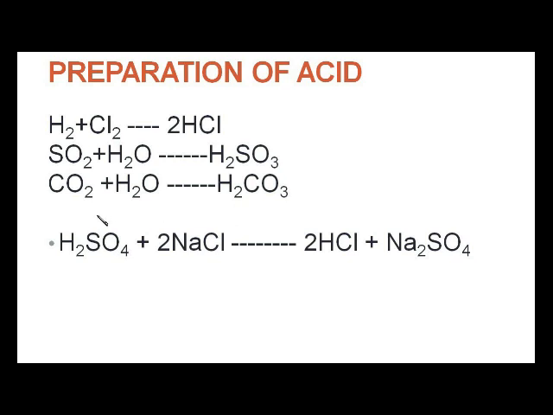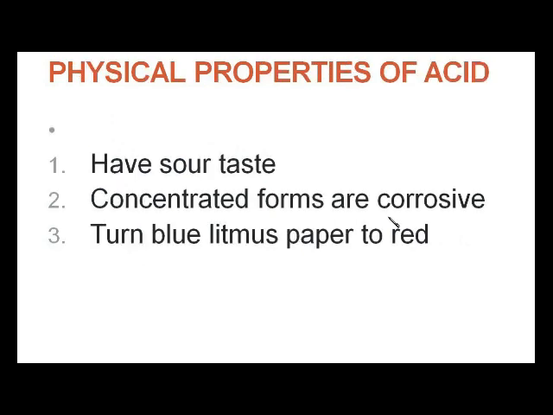Now, acid also can be prepared by using a strong acid to displace another acid from its salt. By reacting sodium chloride and sulfuric acid, you're going to have hydrochloric acid and sodium tetraoxosulfate 6 salt. Now, what are the physical properties of acid?